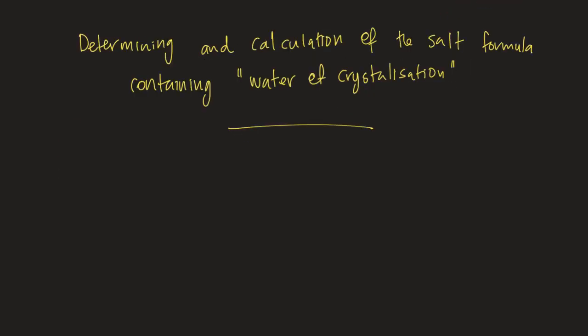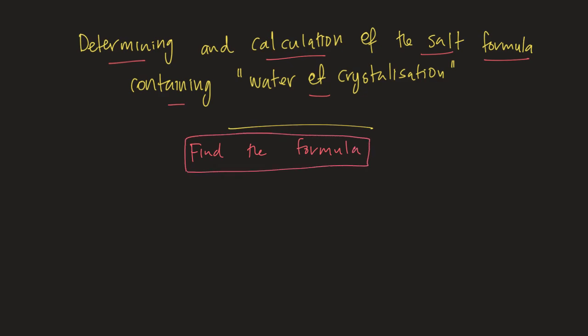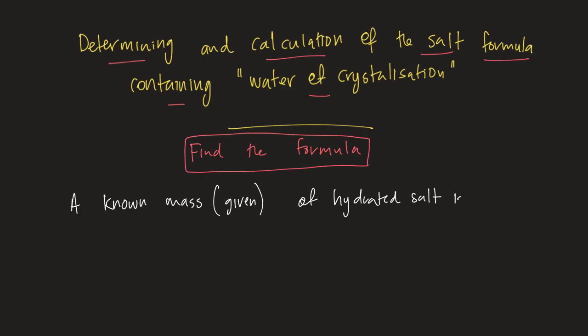Right, with this one, it's determining and the calculation of a salt formula containing a water of crystallization. So what we need to do is find the formula. Okay, that's the goal. Alright, so what we first need to understand is that a known mass, okay, so that's what is going to be given to us now. A known mass of hydrated salt is gently heated in a crucible.